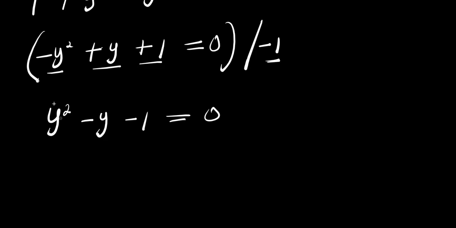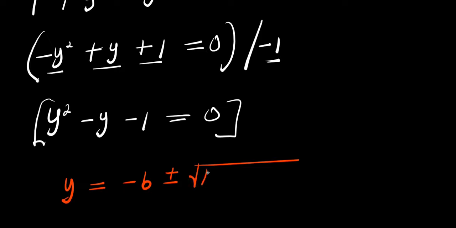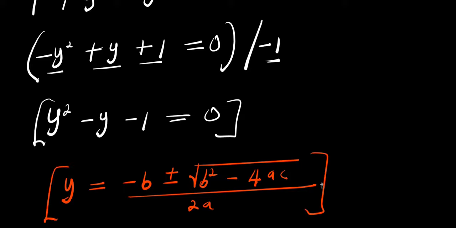Now we have a fantastic quadratic equation to solve. Now let's solve this using the formula method. I'm going to write the formula with respect to y, which is y equals negative b plus or minus the square root of b squared minus 4ac, divided by 2a. And for you to use this formula, you are going to consider the general quadratic equation so that you know the values of a, b, and c.